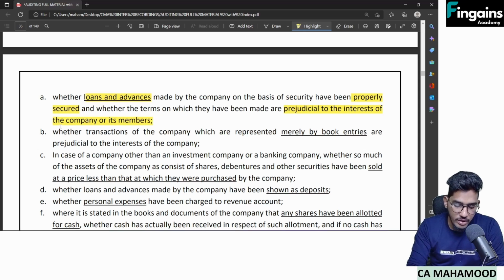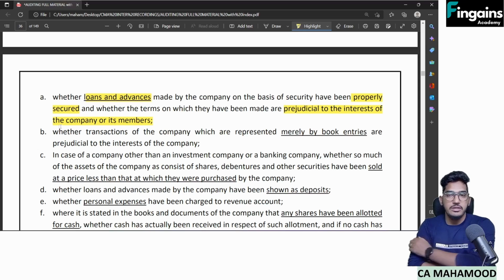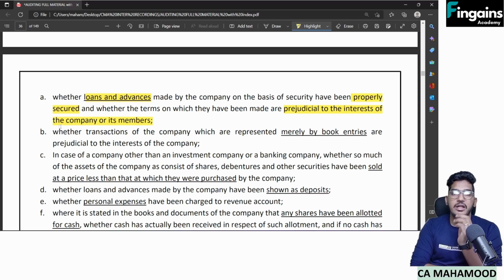So what they are trying to say now, the first point which needs to be verified under 143 subsection 1 is regarding loans and advances. As you can see, they are asking you to verify whether loans and advances made by the company. What do you mean by made by the company? Given by the company or accepted by the company?